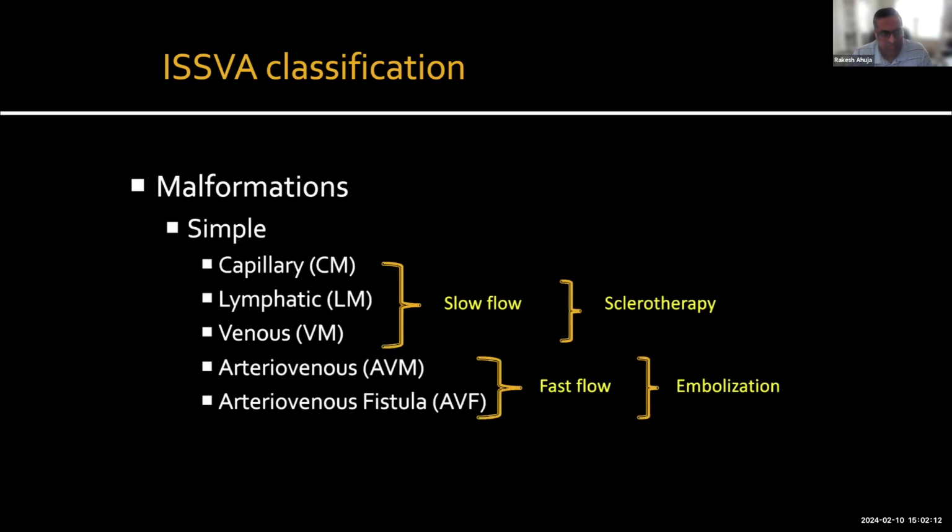So basically, the gist of the idea is when you have slow flow, sclerotherapy is the basis of the treatment. Fast flow, embolization is the basis of the treatment. How you do it depends on what kind of disease you are dealing with.